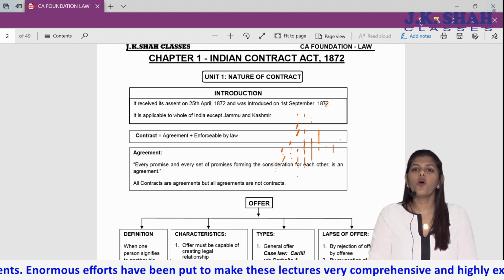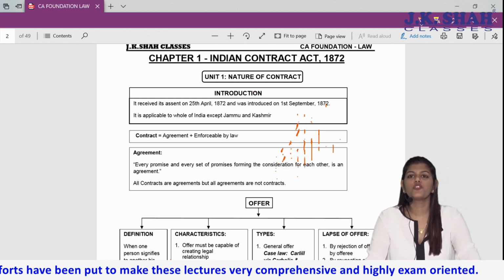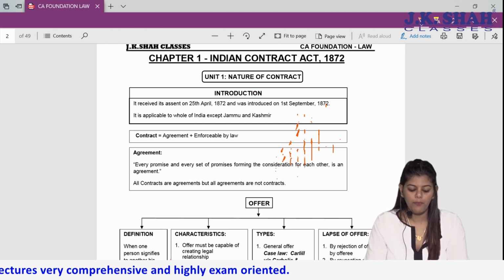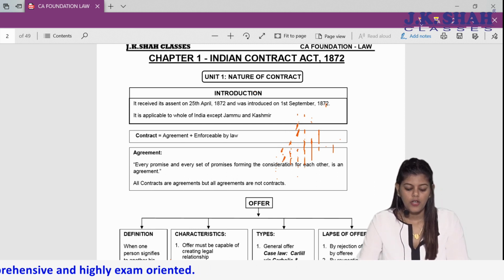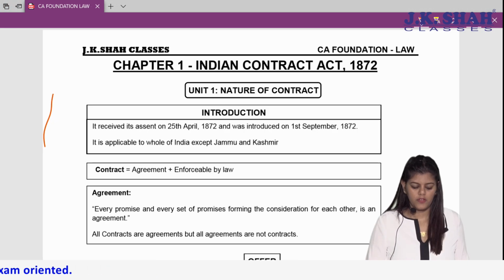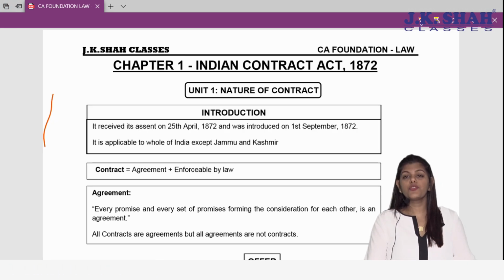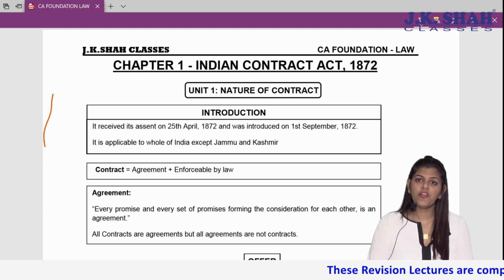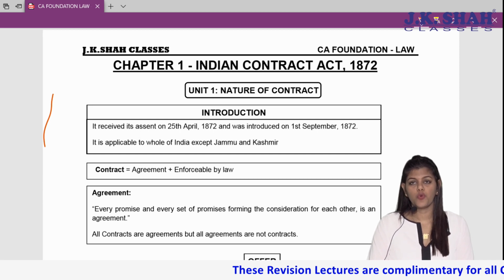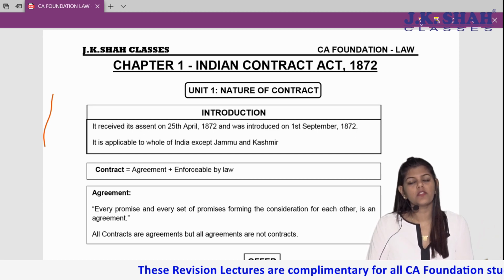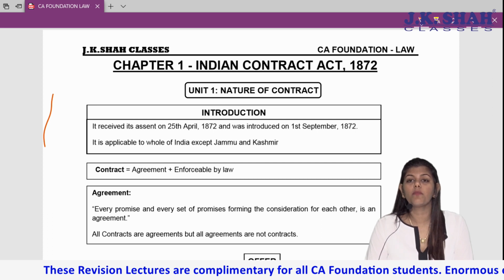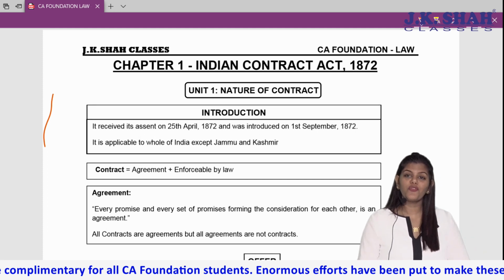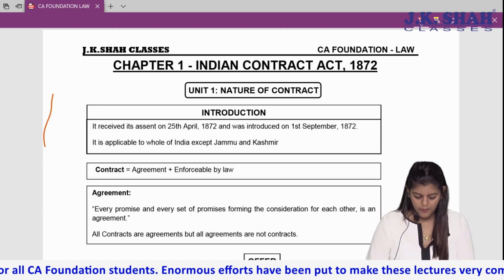First of all, the assent was given by the Britishers on 25th of April 1872. The Act was introduced on 1st of September 1872, but it was passed on 25th of April 1872. So first the assent was received, that is the approval, and finally it was introduced to the public on 1st of September. This everything you know. Secondly, it is applicable to the whole of India except Jammu and Kashmir.